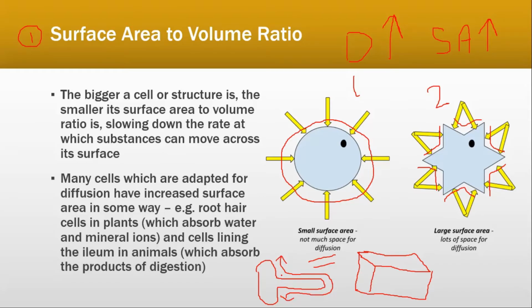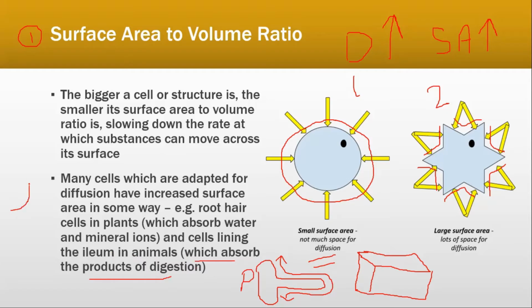And when there is more surface area, more diffusion will take place, more water will be absorbed by the roots, more osmosis will take place, and more mineral ions will be absorbed as the surface area is increased. The same is the case with animals. This was the example of plants. In animals, we have villi present in the ileum, the small intestine, which absorb the products of digestion.